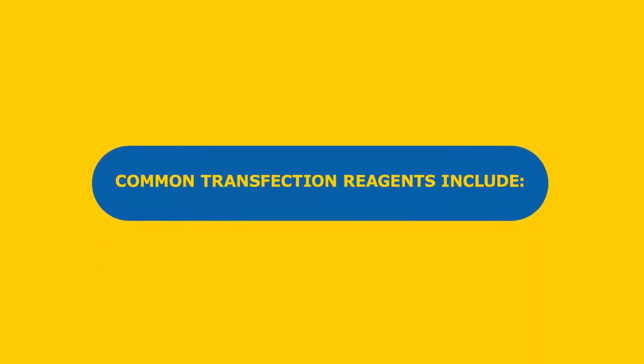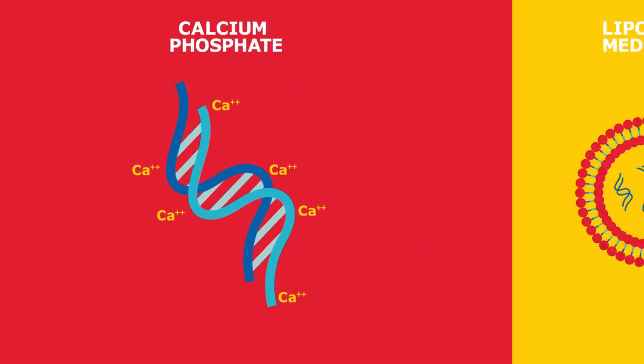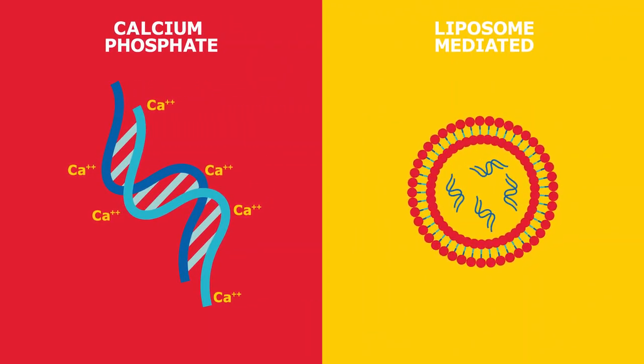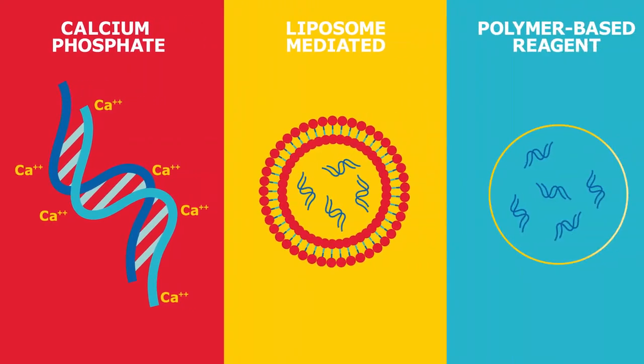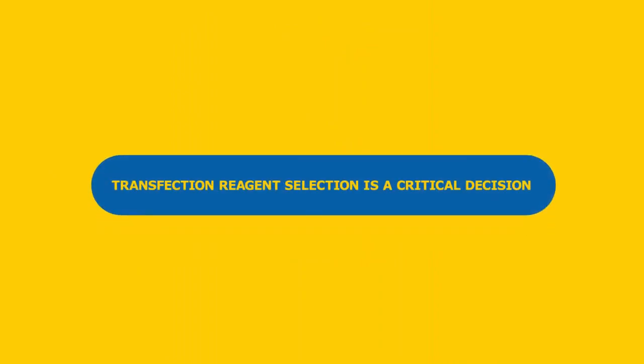Common transfection reagents include calcium phosphate, which involves the uptake of a calcium phosphate DNA coprecipitate. Liposome-mediated, where the nucleic acid is encapsulated in a cationic liposome and is transported entirely inside the cell by a process called endocytosis. Or the use of non-liposomal polymer-based reagents, such as the X-TremeGENE 360 universal transfection reagent, which efficiently delivers a broad range of macromolecules into both easy and hard-to-transfect cell lines.